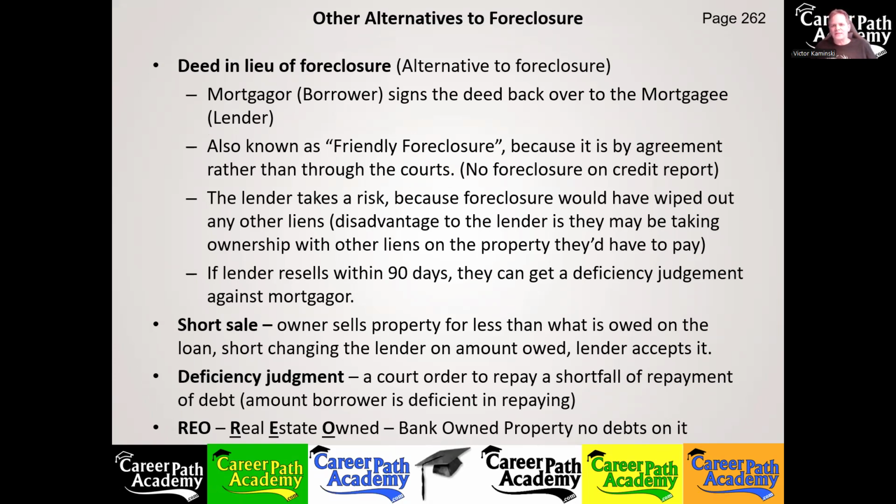borrower just simply signs the deed back over to the lender, giving them the collateral back. So, this is a little bit risky for the lender to accept though, because if there's any other liens on the property, foreclosure would have wiped them out. So there's a disadvantage to the lender that they may be taking the ownership with other additional liens on it that they're going to then have to pay back. So if the lender resells that property within 90 days, they could get a deficiency judgment against the mortgagor who defaulted.